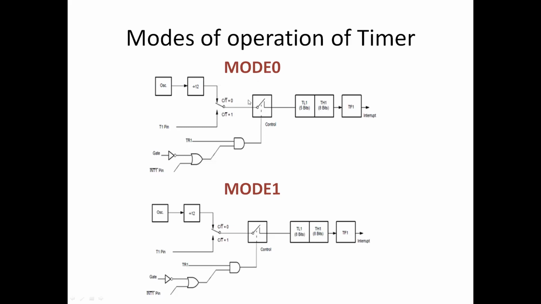If you observe one more important thing, the oscillator pulses are not applied directly to the timer. The frequency at which the pulses come to the timer is the oscillator frequency divided by 12. That is the frequency at which the timer module is receiving the pulses. This is regarding mode 0. Mode 1 operation remains the same. The only difference is here TL is also 8 bits. Whenever all these bits become ones, the TF bit will be set. If the interrupt is activated, it will go to the interrupt. Otherwise, it will not.